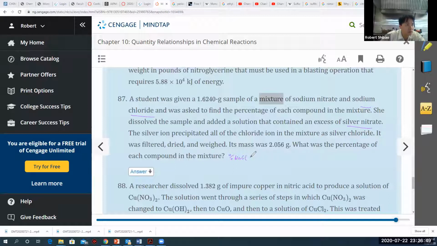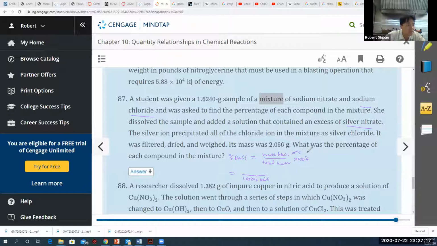And so the percent sodium chloride is equal to the mass of sodium chloride over the total mass, which is the mass of the mixture, times 100%. And so the total mass is given. The total mass is 1.6240 grams total. Now the mass of sodium chloride, we get that from stoichiometry.